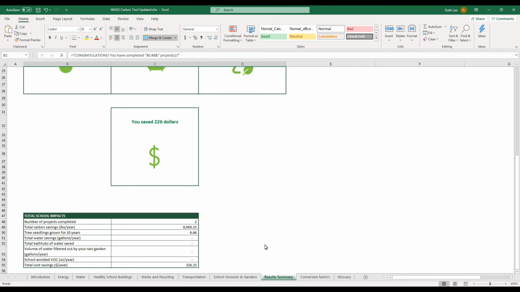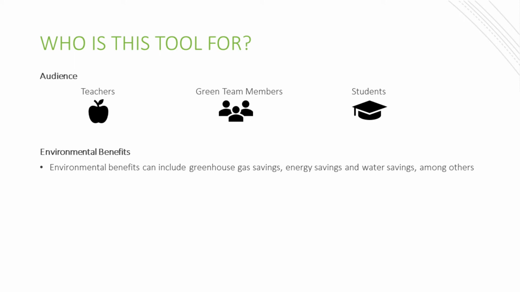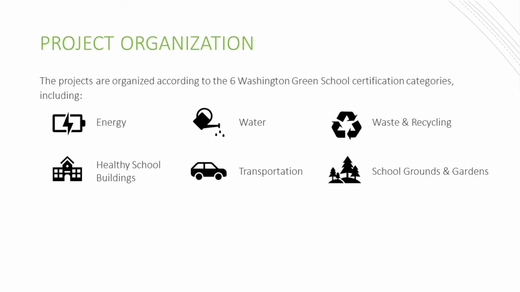Now let's talk specifics. The tool is designed to be used by teachers, Green Team members, and students as an educational and engagement opportunity to further the collective efforts of our schools and show real benefits. The environmental benefits you'll find in this tool include greenhouse gas savings, energy savings, and water savings, among others. The projects are organized according to the 6 Washington Green School certification categories, which include energy, water, waste and recycling, healthy school buildings, transportation, and school grounds.